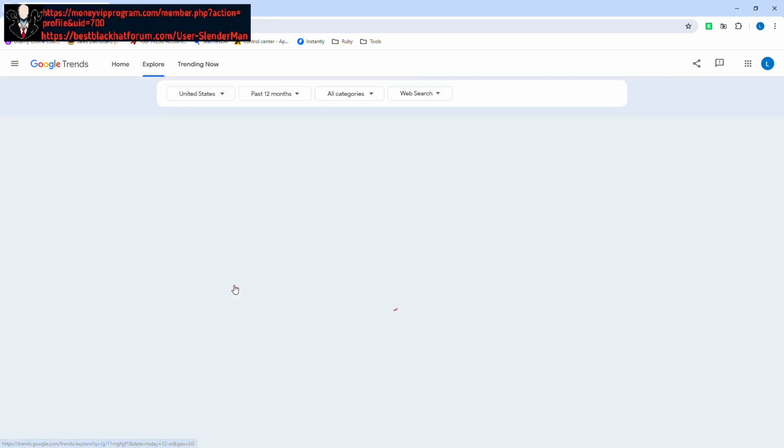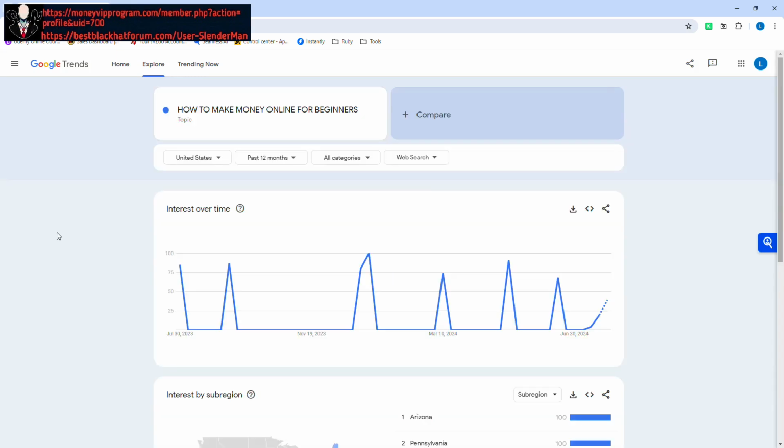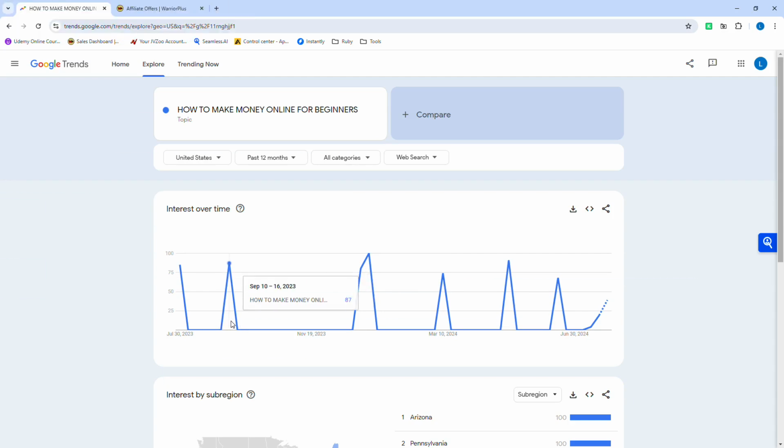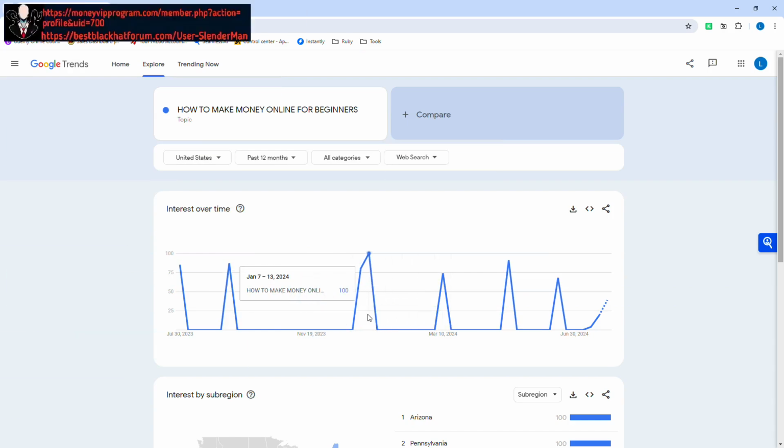But this one's the breakout term. This one stands out, and it looks like it's been breaking out a couple of times over the years. So there's a regular pulse of interest. Why? September, January. Well, January makes sense because that's when people make their New Year's resolution. I'm going to start a business. I'm going to start making money online. So where do I begin? That I can understand.